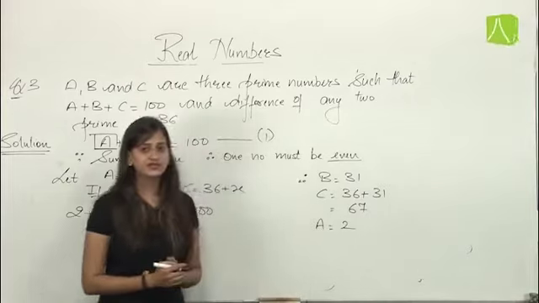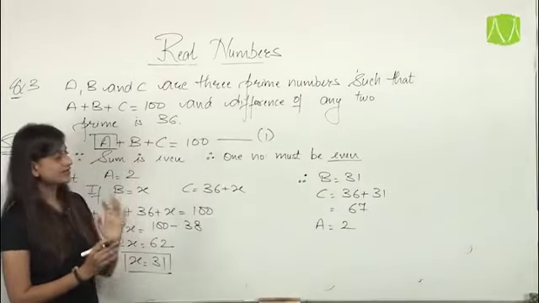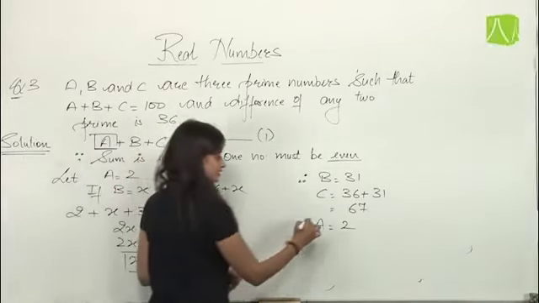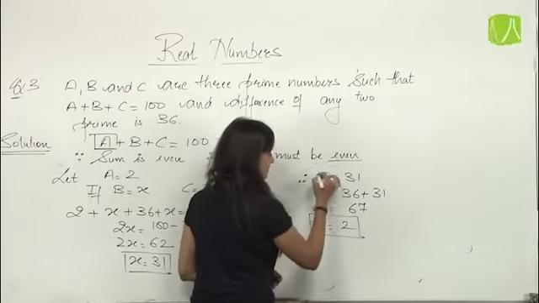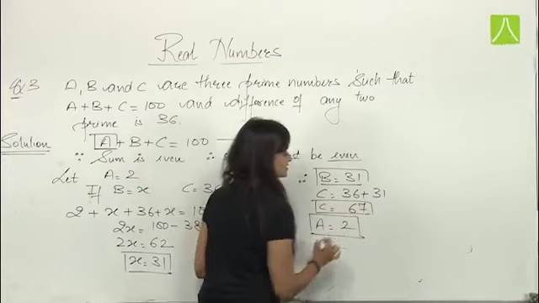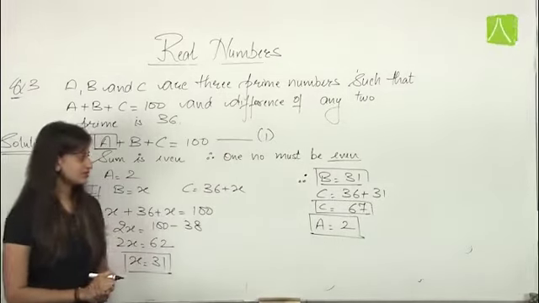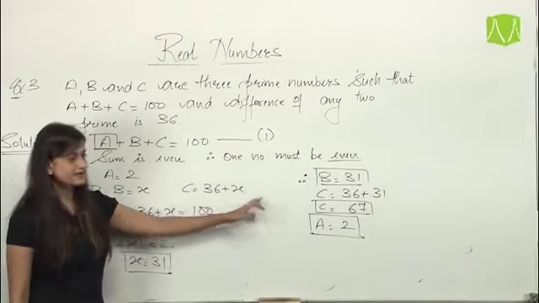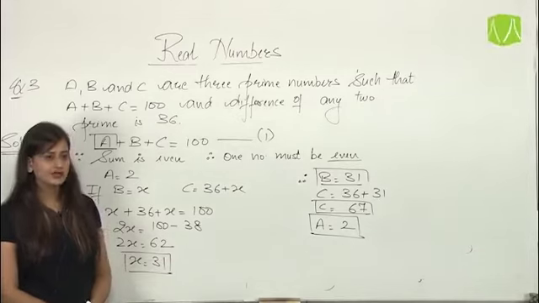So we have to find the three numbers A, B and C. A is 2, that is prime, B is 31 which is also prime, and C is 67 which is also a prime number. So in this way we can find three prime numbers whose sum is 100.